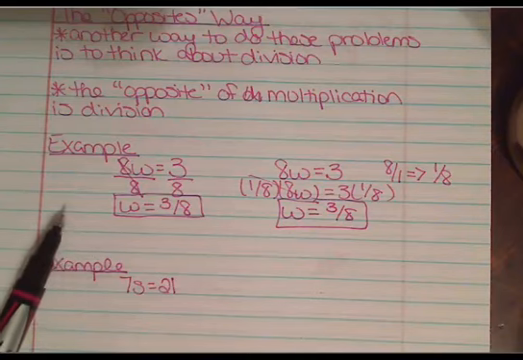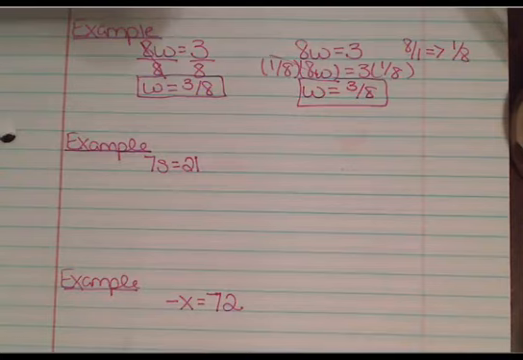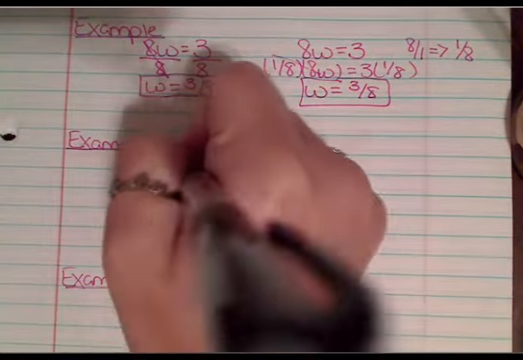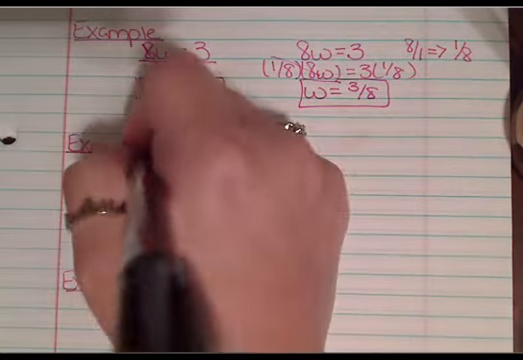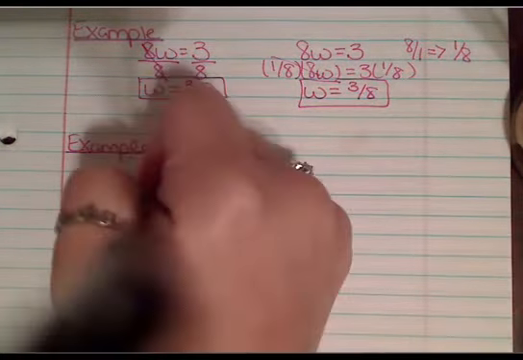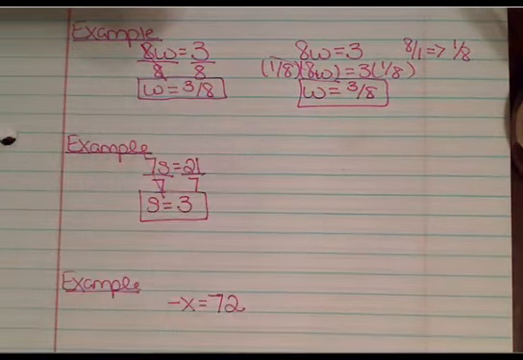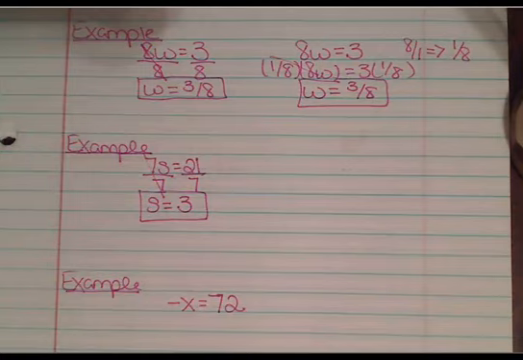Let's do another example. Let's do 7s equals 21. So if we were doing the opposites way, the 7 is multiplying that s, so we would divide by 7 on both sides. The 7's would cancel, and that would leave us with s equals 3. Short, sweet, and simple. Just the kind of math we like to do. Alright.